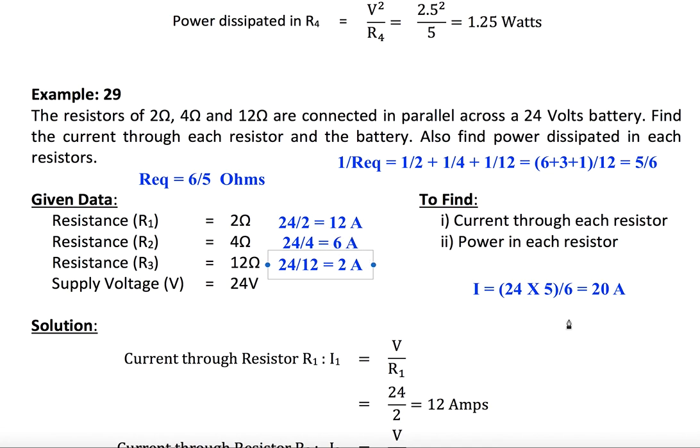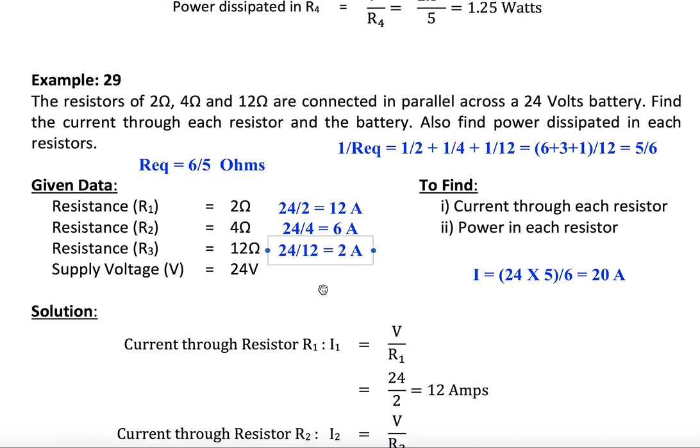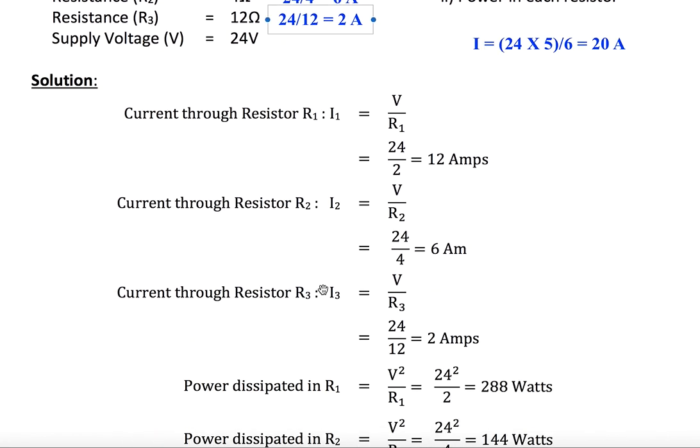Okay, power dissipated in each resistor. So I square into R, 144 into 2, 288 watt in resistor R1. This is I2 square into R2, 36 into 4, again 144 in resistor R2. Here 2 square, 4 into 12, 48 watt in resistor R3. Okay, right.